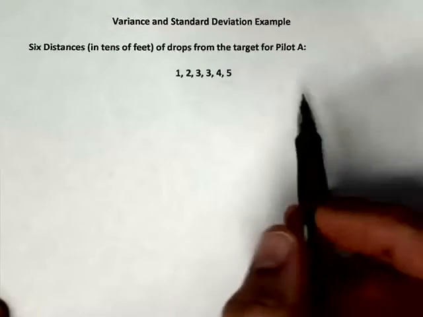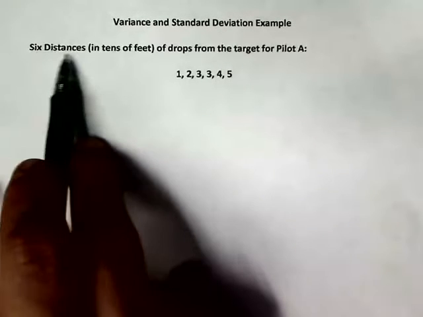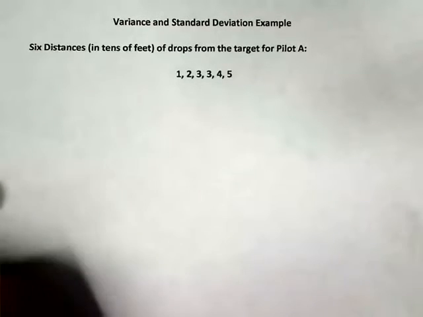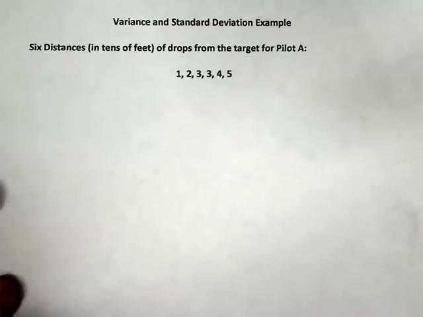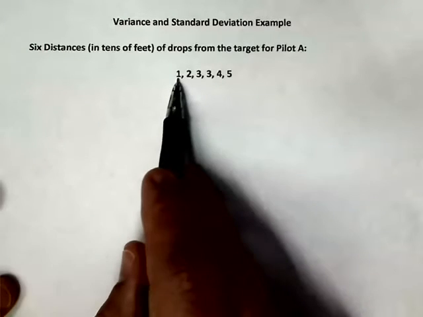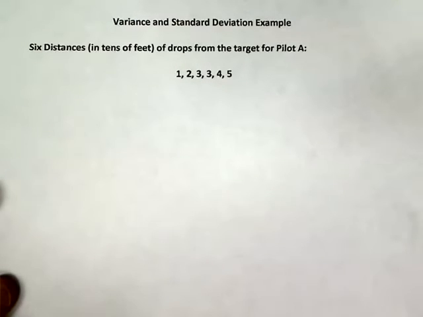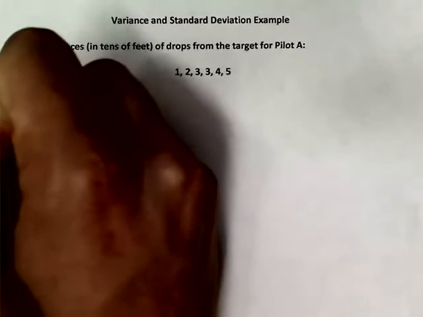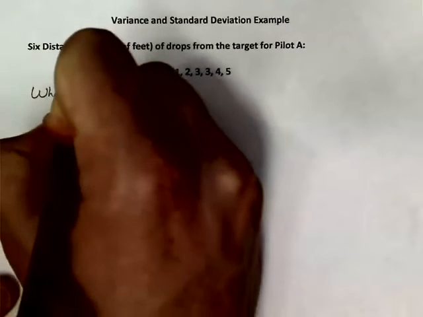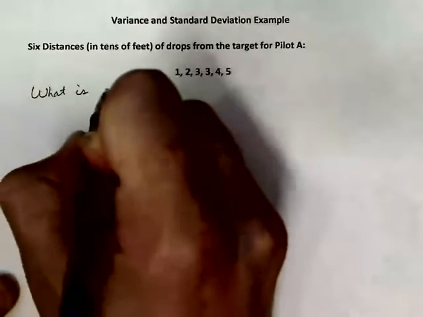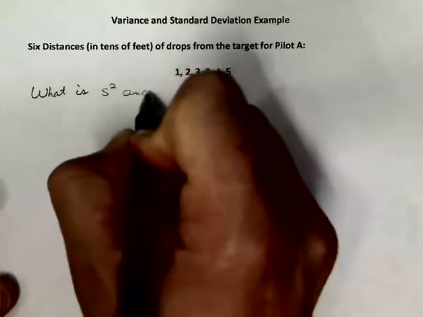So suppose here we're dealing with pilot A, and he has 6 distances. They're in tens of feet from drops from the target. So his first drop was 10 feet from the target. His second drop was 20 feet from the target, 30 feet from the target, and so on. So what I want to know is whose drops are consistently closer together. And the measures of dispersion tell me this. Okay, so I'm after this question: what is S squared and S?